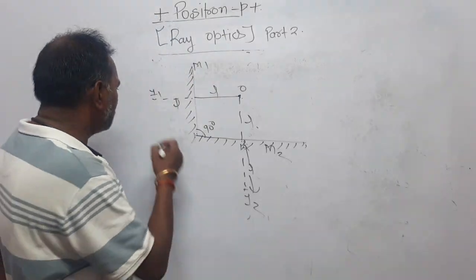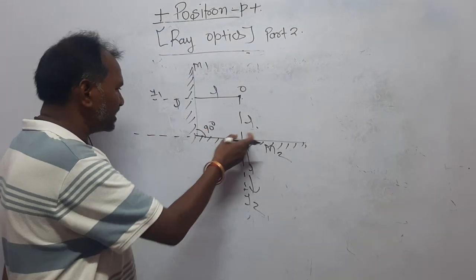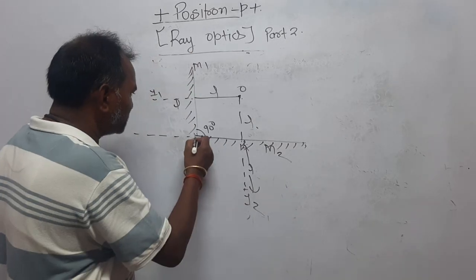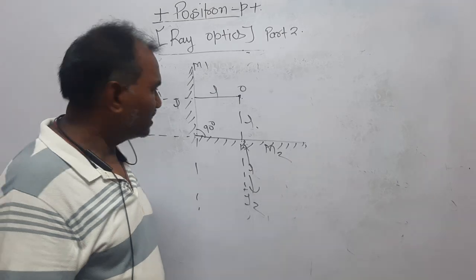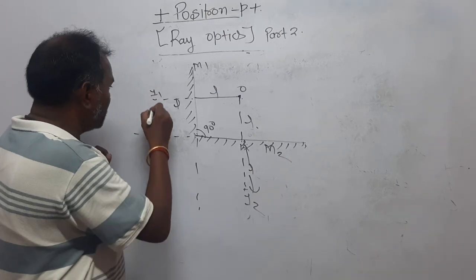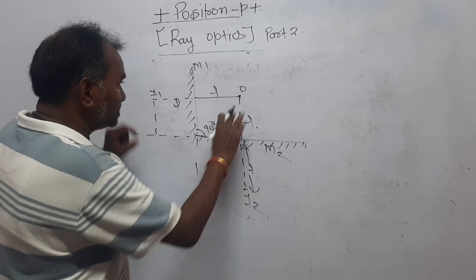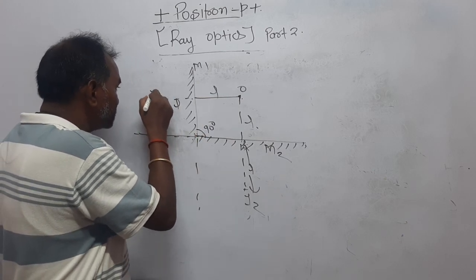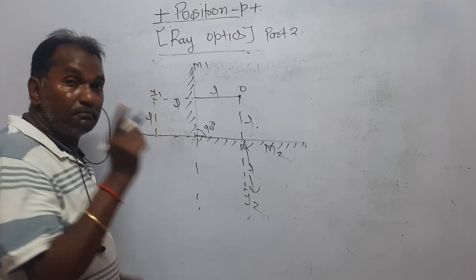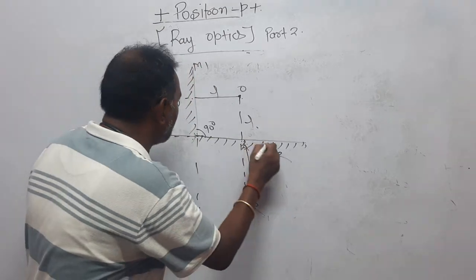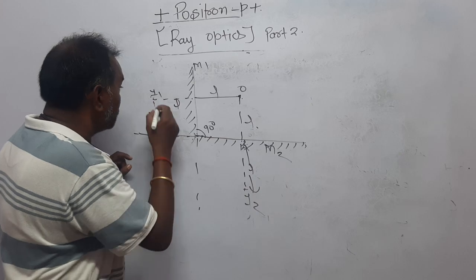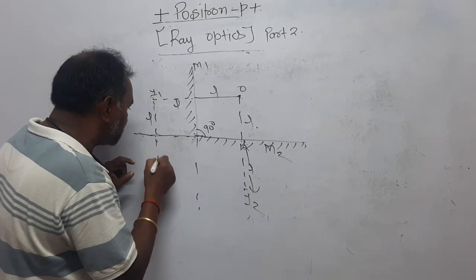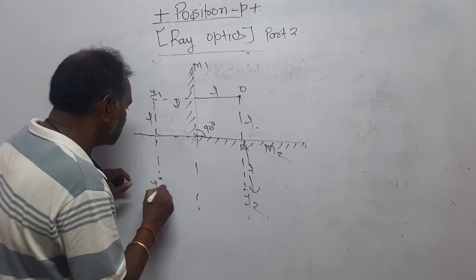Dear students, imagine that this mirror M2 is extended up to this, or this mirror extends up to this. Then what happens? Look here. This is L, so this is L. This I1 will behave like a virtual object for the mirror M2, and the image of virtual object I1 will be made by mirror M2 L distance away, like this. Let it be I1 dash.